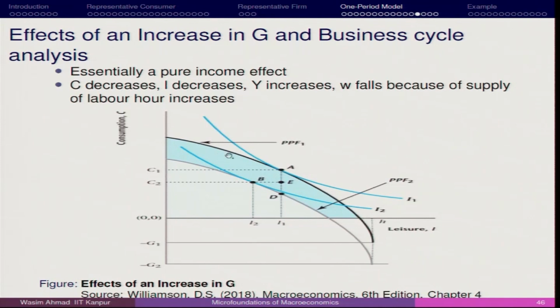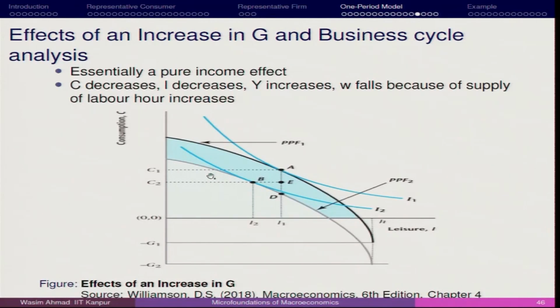So, this is the original line with the production possible frontier. The increase in expenditure is represented here. So, here we have minus G1, here we have minus G2. So, with the increase in expenditure, the production possibility curve has come down, and now the individual is moving from A to B. The decrease in leisure is leading to an increase in labor supply. So, the decrease in consumption is certain, and the decrease in leisure is also certain, which means that it is leading to an increase in labor supply.